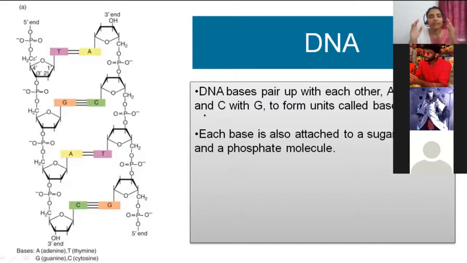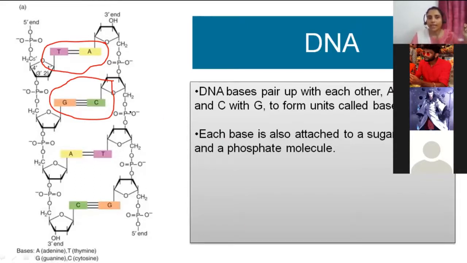Adenine always base pairs with thymine. You can see over here, it base pairs with thymine with a double hydrogen bond, whereas cytosine always base pairs with guanine with a triple hydrogen bond. So these are the base pairs: adenine, thymine, cytosine, and guanine. This is the basic linear structure of DNA, a simplified version in which you can see everything clearly.